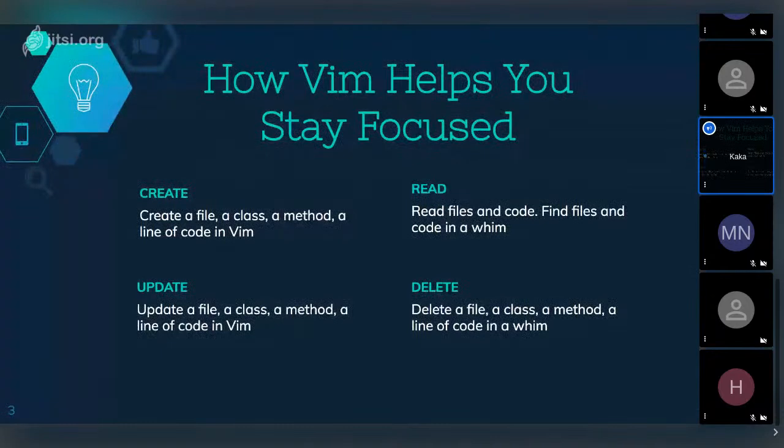So today we're going to focus on four operations: creating, reading, updating, and deleting. Those are things most of us are familiar with as engineers and programmers. If you're creating an API, you normally look at these four things. So how to create files in Vim, a class, a method, a line of code; how to read files, how to find files and code quickly; once you've found the file, class, or method, how do you update it, or update the line of code. And maybe you'd like to delete, so how do you delete that file, that class, that method in Vim really quickly.